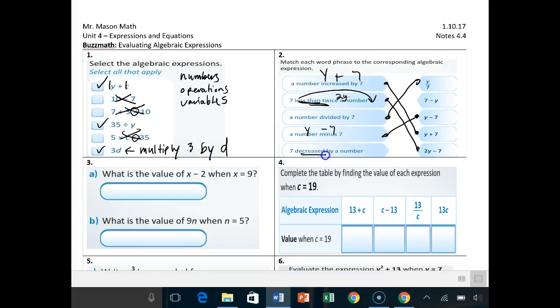And then 7 decreased by, that's kind of like a less than, right? Sorry, no it's not. It's just straight order. 7 decreased by a number, 7 minus y. So pause the video and do number 2.